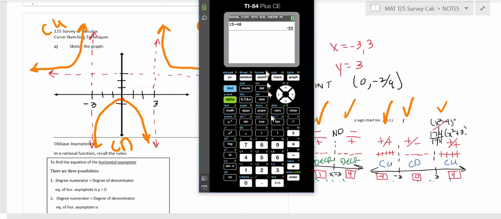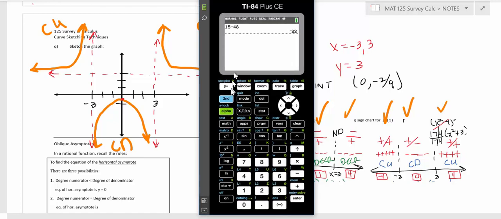If you want to do this, you can do it with me. I'm just going to use the standard window, and I'm going to put this in. When you put this in, make sure that you have parentheses around this. So it basically is going to go like this: parenthesis 3x to the second plus 2, close parentheses, divided by x to the second minus 9.